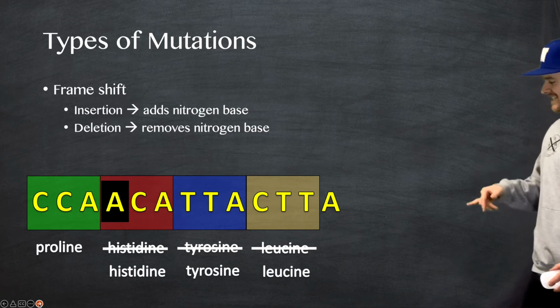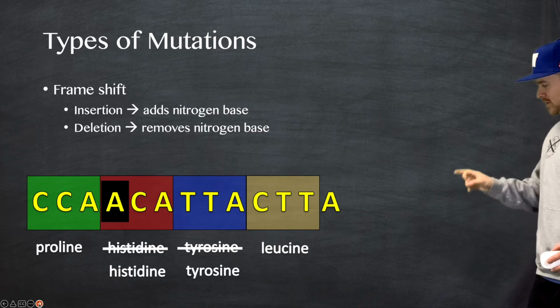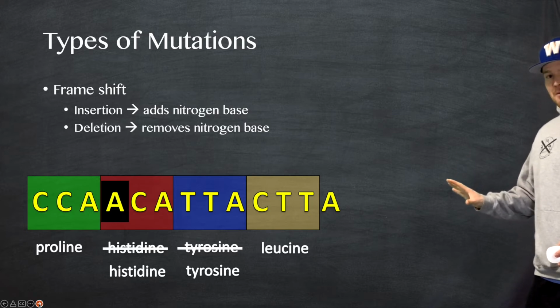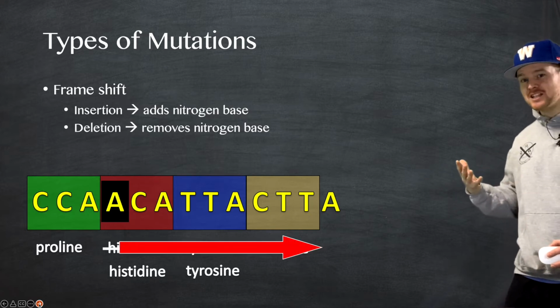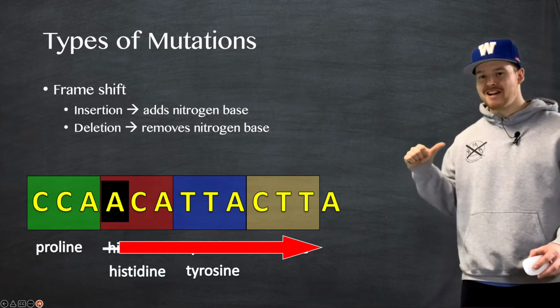And I know I have this example being the same. That would be a silent mutation since that change was no problem, but it doesn't mean we stop there. Everything this way was shifted as well. So the arrow is going to continue going all the way down in that direction.